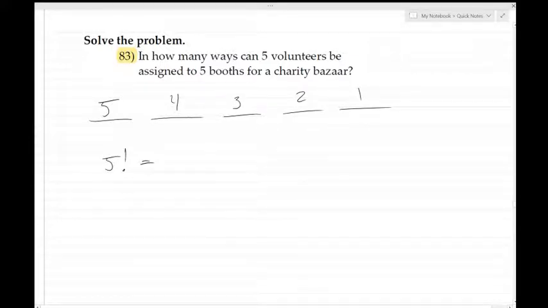So we get something like 120. So there are 120 different ways in which we can assign people to five different booths. Okay.